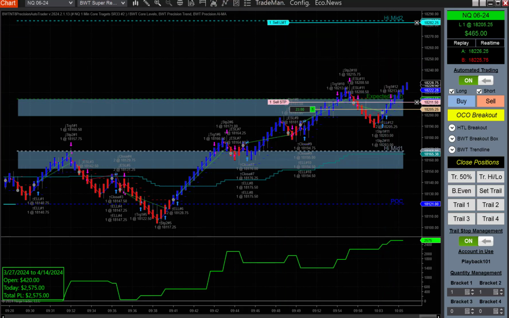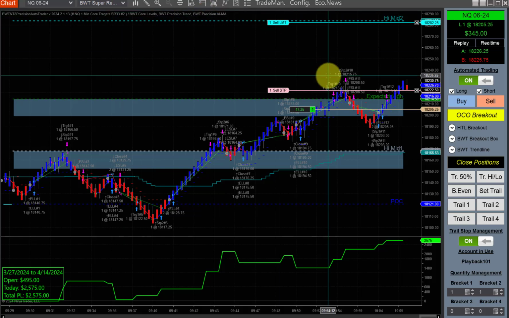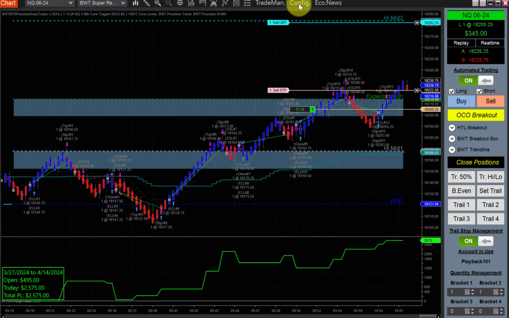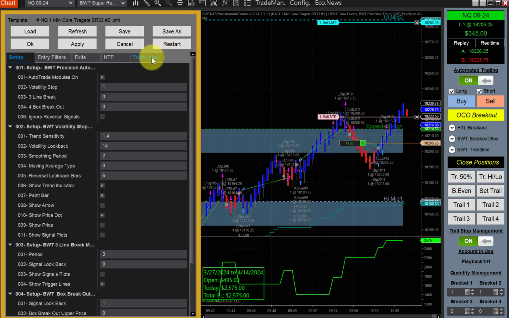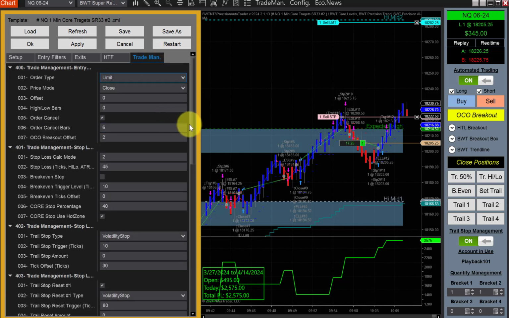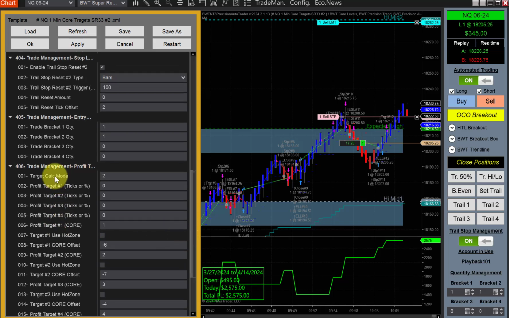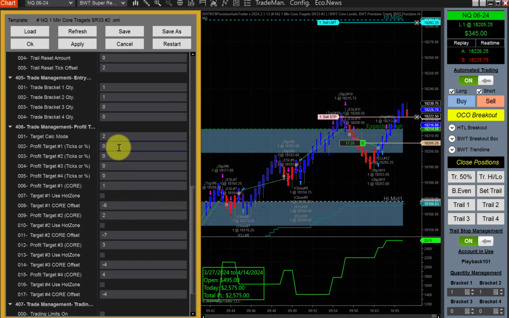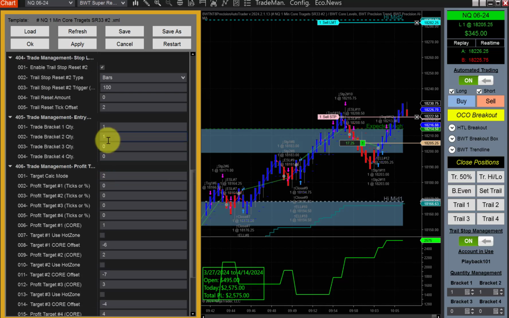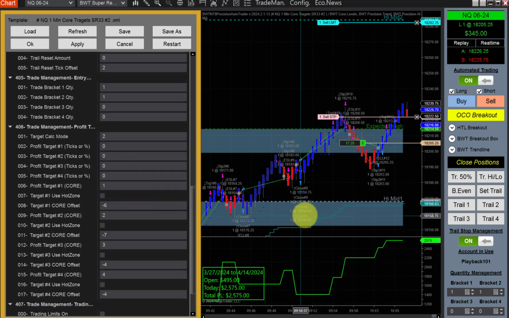I'm going to pause it just for a second because I want to show you how to set this up. So the targets at the core levels, the way it works is if you go down here to target calculation mode and you mouse over this, number 2 is the core levels. So notice I don't have any profit targets on the two contracts. I'm trading 2 contracts here. So no matter where you enter, this entry was right here.